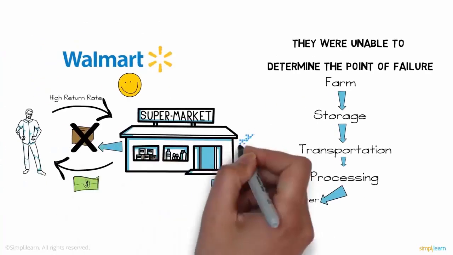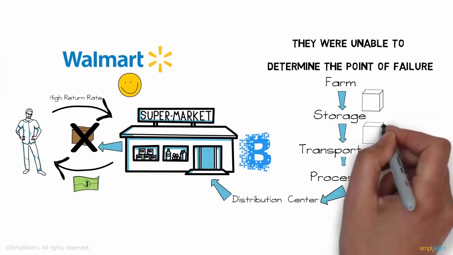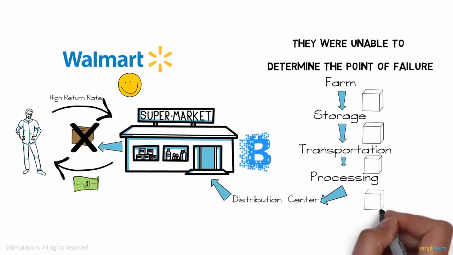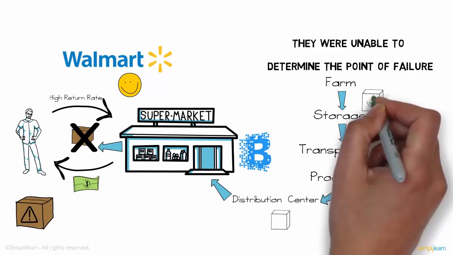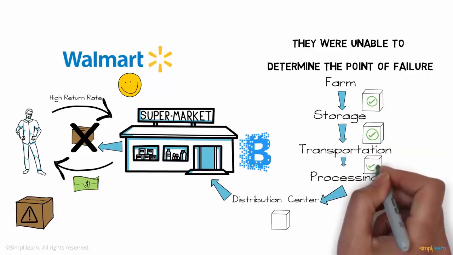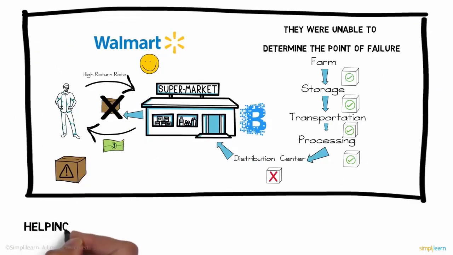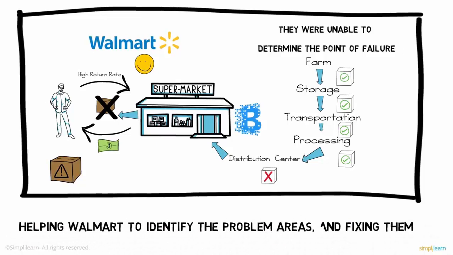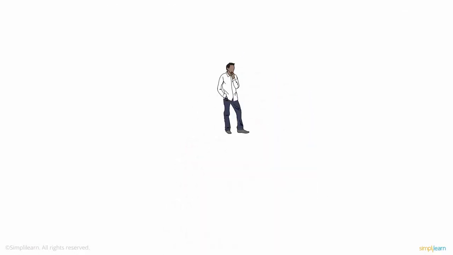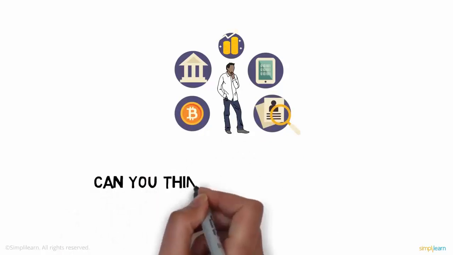Then, Walmart adopted blockchain technology. With blockchain, the quality of the goods at each step was permanently inscribed within a block. For example, when a customer flags a product as damaged, it can be correctly identified where the product got damaged in the entire supply chain, thus helping Walmart to identify the problem areas and fix them. And this is just one of several ways blockchain is used in real-life applications. Can you think of any others?